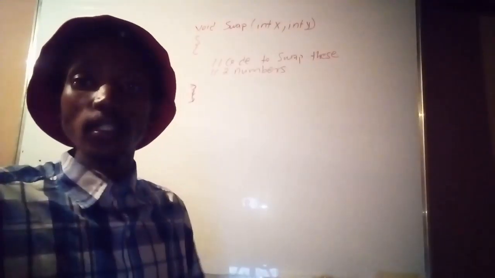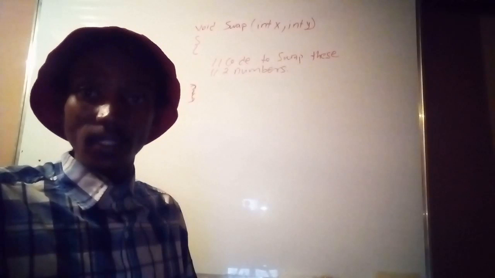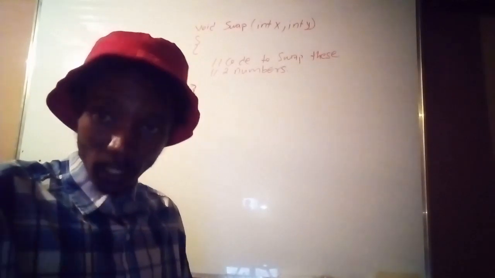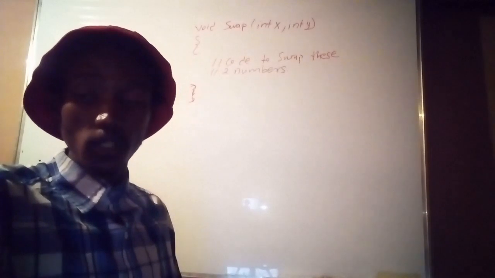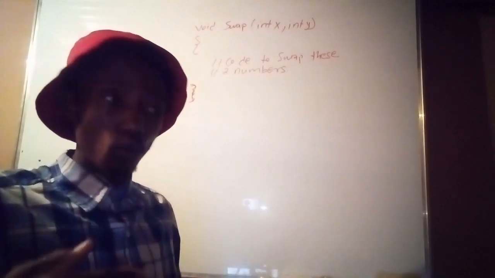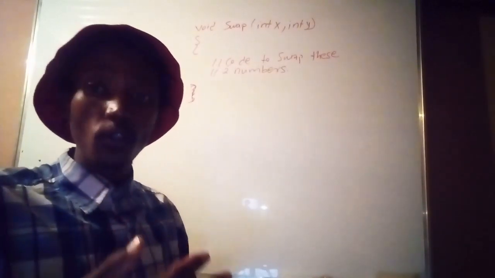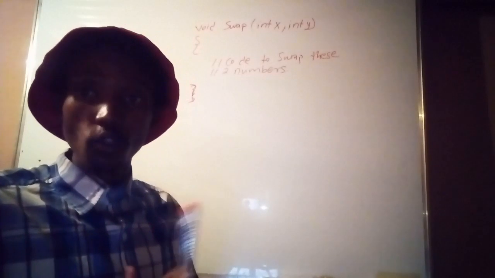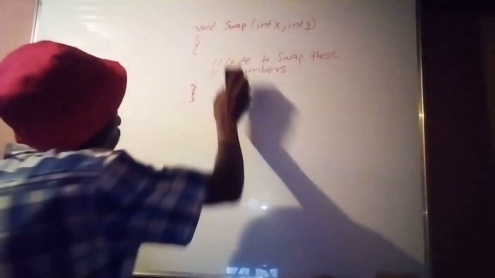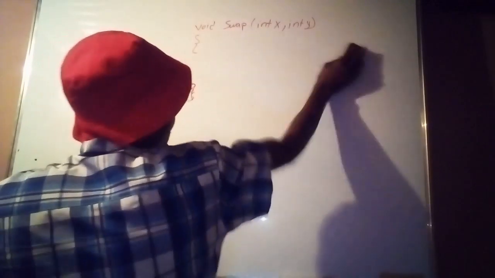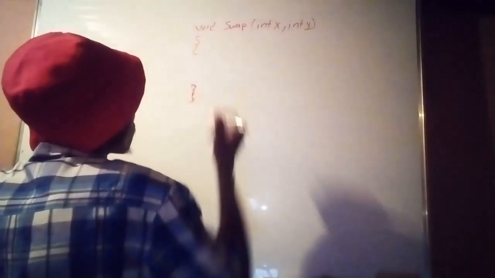So we will need to qualify the method parameters, or we'll need to decorate the method parameters with certain keywords to allow that method to be able to swap two numbers. Otherwise, if we call that method, it doesn't matter what we do here. Let's write a code that will swap the numbers.